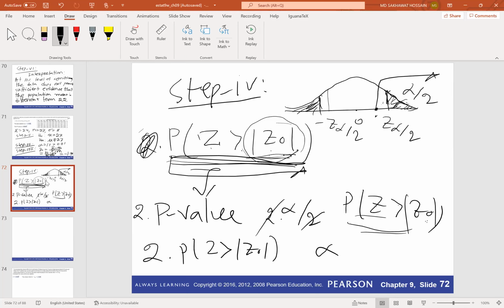Then you can compare with alpha. So here the idea is, if you do not multiply this one with 2, then you can compare with alpha over 2. That will be absolutely fine. But if you multiply with 2, then you have to compare with alpha. Is it clear, or do you have any question? Yeah, for two-tailed test, it is a little confusing, but once you get the clear idea, then yeah.